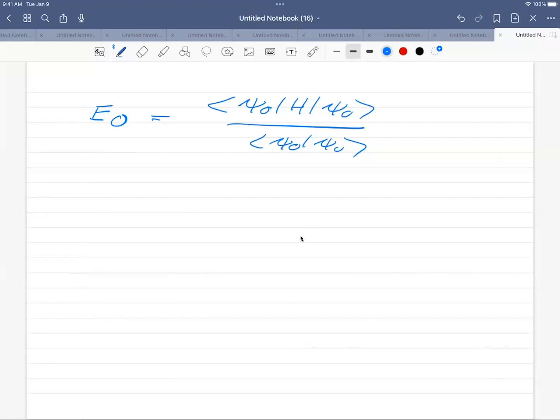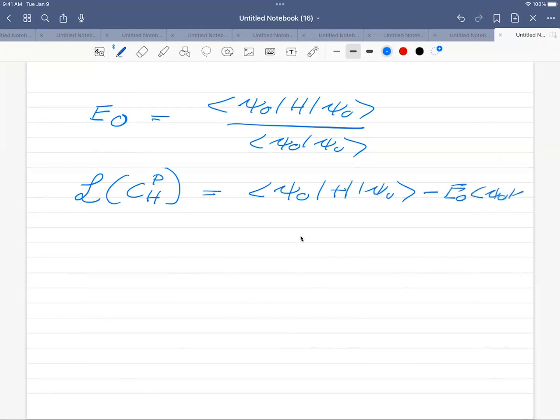Because if we multiply away the denominator here, what we get then is a function which we want to optimize, which is going to be a function of these particle hole excitations. And this is going to be given by phi 0 of H of phi 0 minus E0 multiplied with phi 0 of phi 0. And now I'm going to write it out in terms of these coefficients.